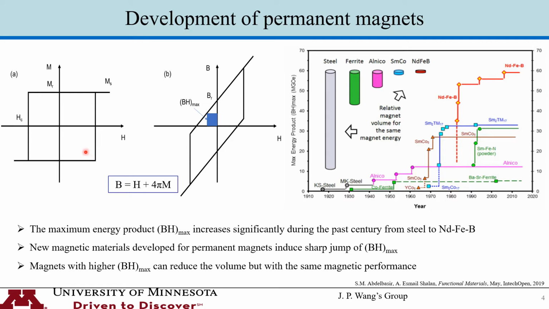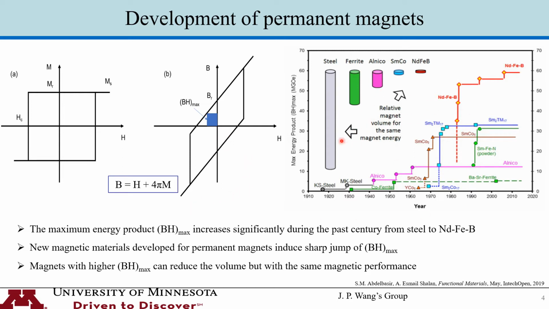This is a schematic drawing of the hysteresis loop of magnetic materials. M stands for magnetization and H for magnetic field. This is the saturation magnetization, remanence, and coercivity. By using this equation, we can convert this MH loop to a BH loop. B here is magnetic flux density. In the second quadrant of the BH loop, you can get a maximum B times H, which is called the maximum energy product. It indicates the energy density of a specific magnetic material.